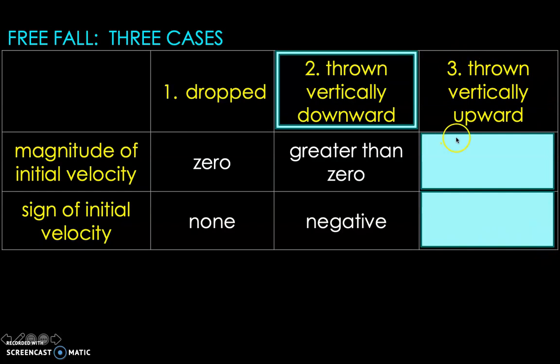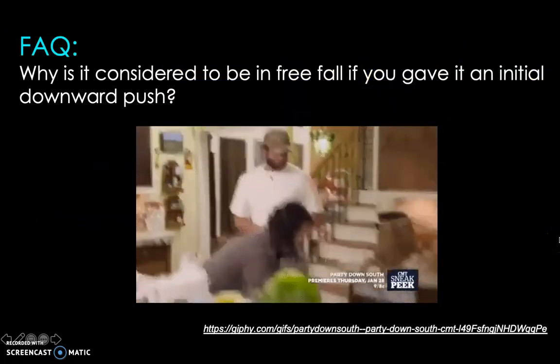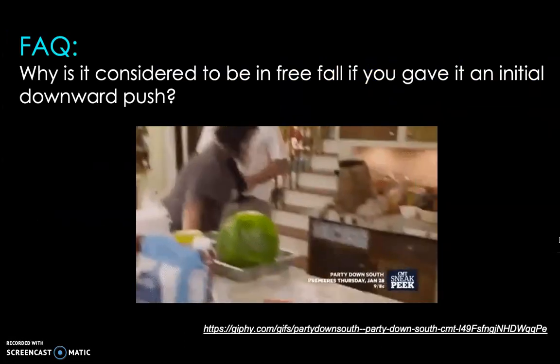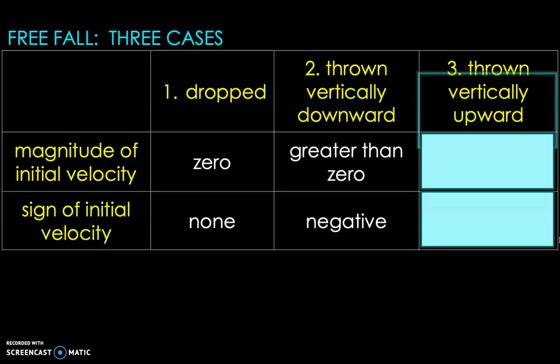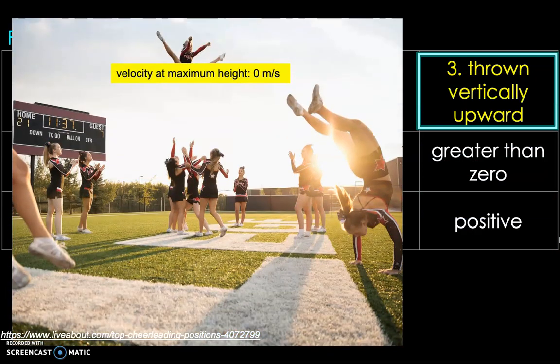Lastly, we have case three of freely falling bodies, and that's thrown vertically upward. When an object is thrown vertically upward, one good example is those cheer dancers who are tossed in the air. Why is it an example of a freely falling object? It can be misleading because of the term fall, right? How come it's considered to be freely falling even if it's thrown vertically upward?